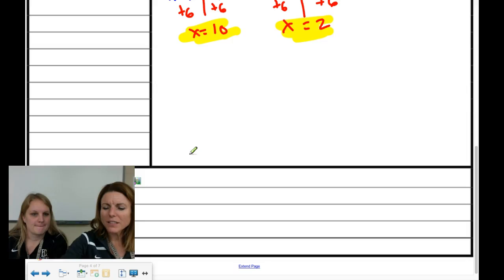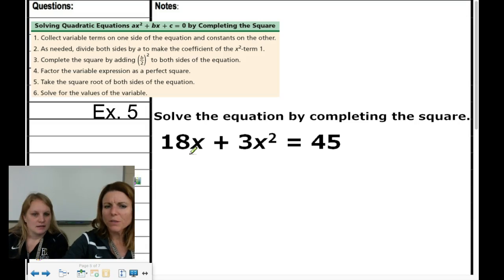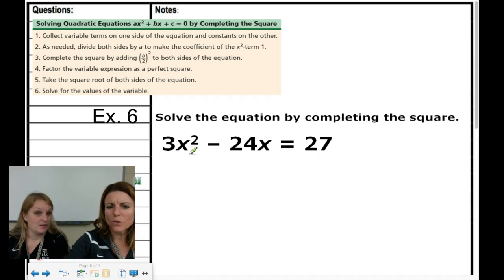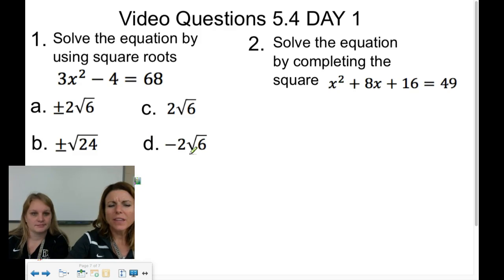Now I think that's it for that page. This is going to be done in class. And then the video questions: number 1, solve the equation by using square roots. So you have to use the square root method. Number 2, solve the equation by completing the square.